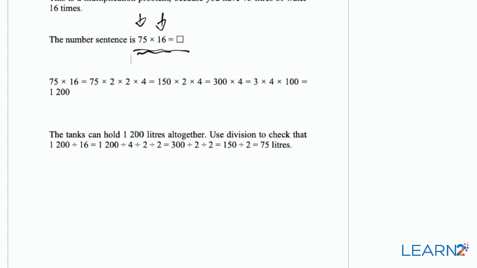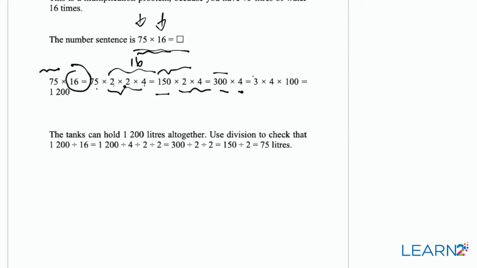Let's break it down. If we were to start by leaving the 75 alone and breaking down the number 16, well, 16 is made up of 2 times 2, which we know is 4, and 4 times another 4 is 16. So we could break down 16 into these numbers. Now what we need to do is start multiplying. 75 times that 2 gives you this 150. And then you're now left with 2 times 4. So you've now got 150 times 2 times 4. But this 150 times 2 gives you the 300 times 4. And what is 300 times 4?